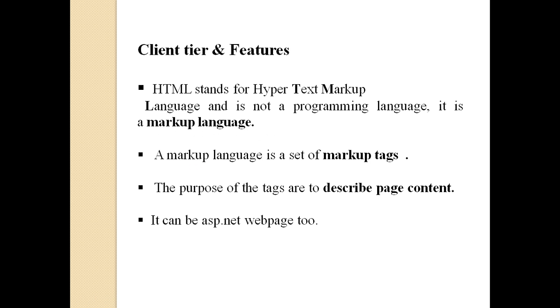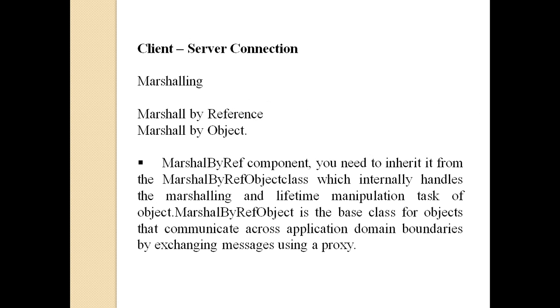And the client tier and its features. As I mentioned before, the client application has an HTML page or an ASPX page. HTML is a hypertext markup language. It is just a markup language, not a programming language, as we all know, and it describes the page content. We have different cascading style sheets in order to design it in an interactive way. And that is about the client tier and client server communication.